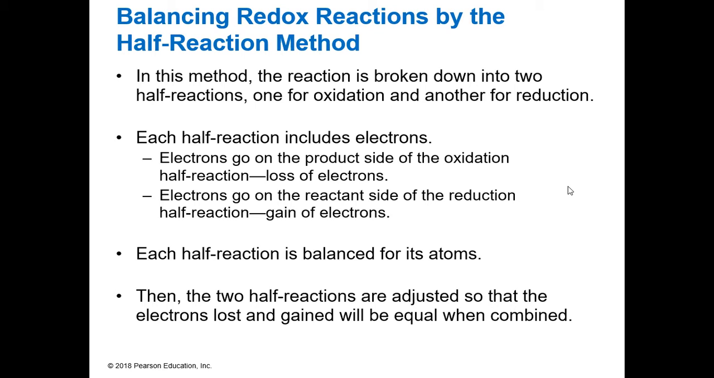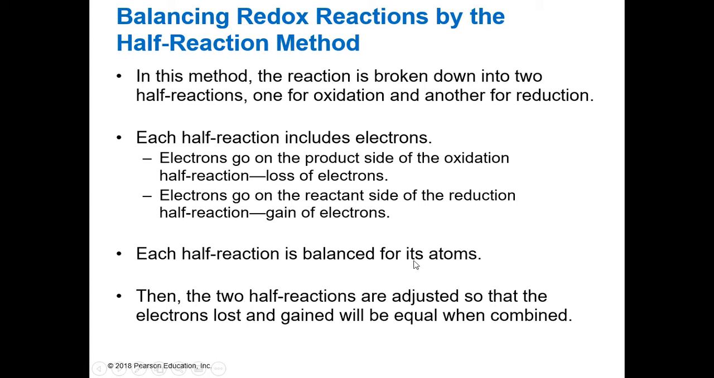So let's balance our redox reactions. We're going to do this by the half reaction method. So we're going to take our reaction and break it up into two half reactions. One will be an oxidation reaction, one will be a reduction reaction. These half reactions will include electrons. So if it is an oxidation, that means it's lost its electrons. That means the electrons will go on the product side. So you'll add whatever electrons to the right side of the reaction. If it's a reduction, it's gaining those electrons, so it will be a reactant.